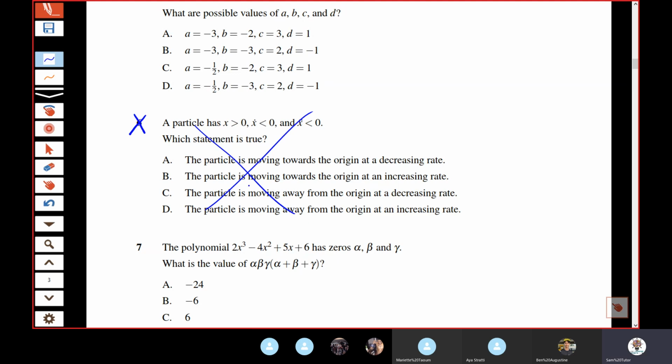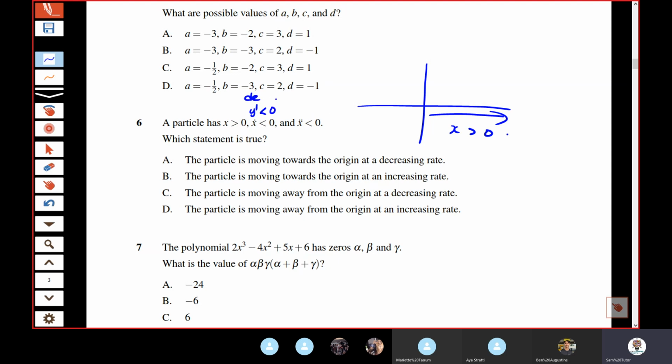Next. What was the answer for? You want to know the answer? Yeah. All right, hold on. A particle has x being greater than 0. So that means it only exists for this bit here. X is greater than 0. The x dot means y dash. We just don't write x dash because it'll confuse everybody. So for x's, we put dots. So y dash is less than 0, which means that it is decreasing.